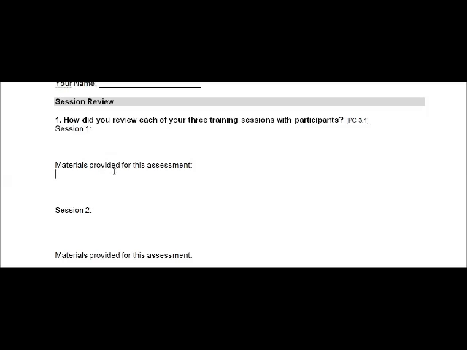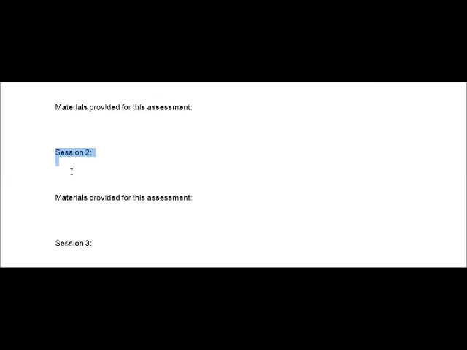And what kind of materials did you provide for the assessment? So remember, at the end of each training, or somewhere in the training session towards the end, you'll need to do some kind of activity with your learners just to verify they actually met the learning outcomes and actually learned something that they needed to learn from that session. So what kind of materials did you provide? Was it a quiz they had to complete? Was it an observation that had to be made on each learner? So for each session you answer that same question: how did you review, and what materials did you provide for assessment for session 2 and for session 3?